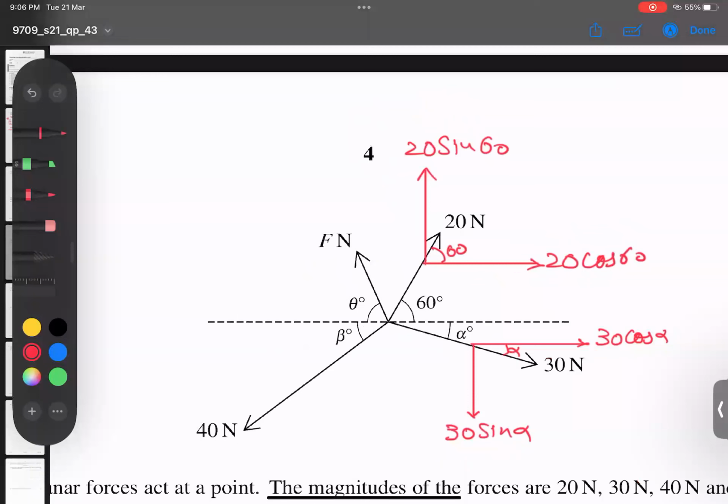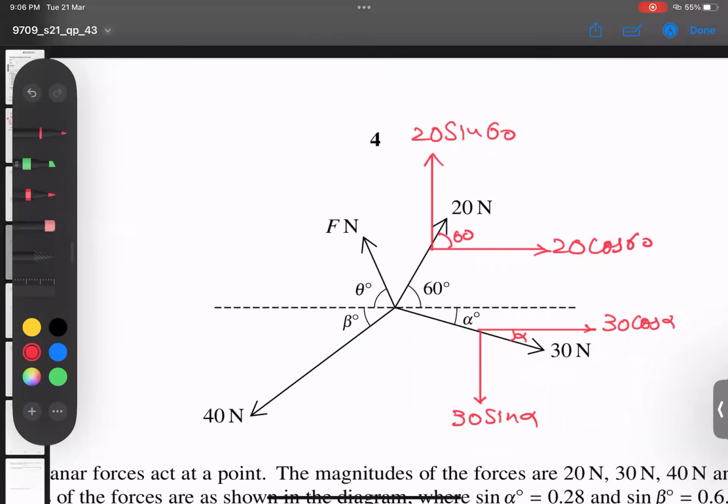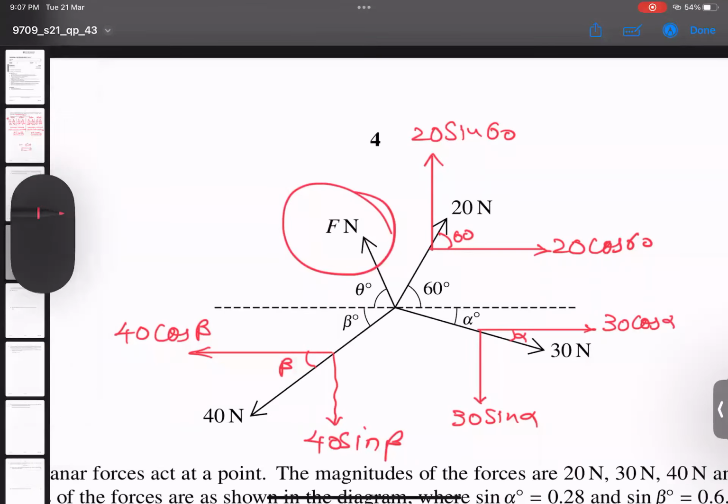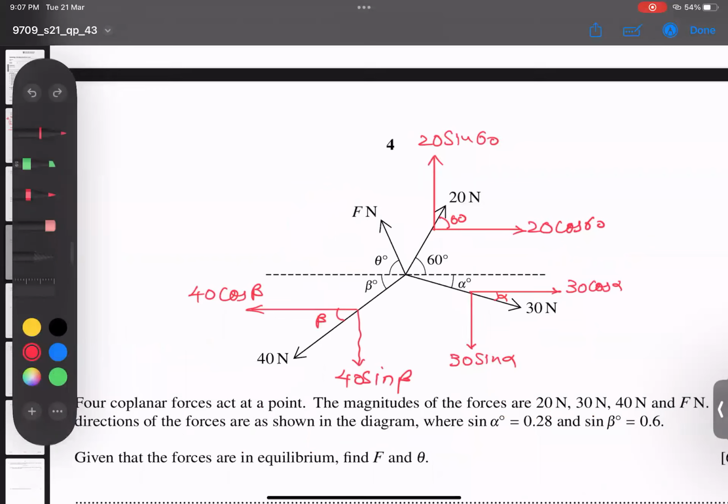Okay, let's talk about the other one. This 40: one force acting parallel to the x-axis and one force parallel to the y-axis. This beta is acting here. So what is this force? Force 40 at angle beta. How to write? 40 cos beta, and this one is 40 sine beta. I believe nothing hard up till now. But the last force is left behind.